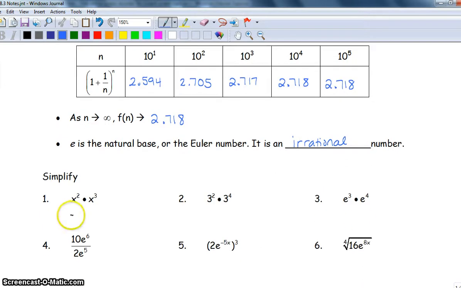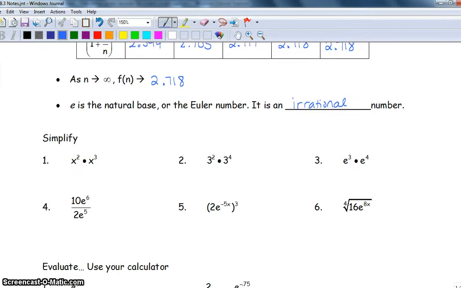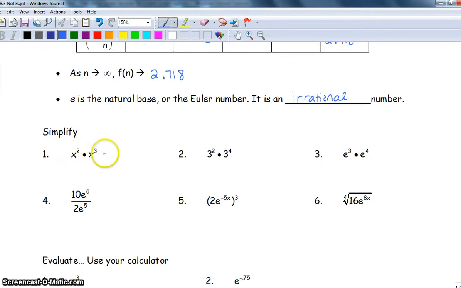When you simplify x squared times x to the third, and we just finished up this chapter, you know that you're going to add those exponents, so we get x to the fifth power. If I have 3 squared times 3 to the fourth, my bases are numbers. I still don't change those bases, and I add the exponents to get 3 to the sixth power. The same is going to be true when you have bases of e's. When you're multiplying bases, you add those exponents, so I get e to the seventh power.